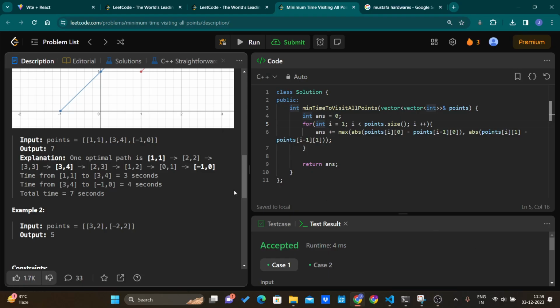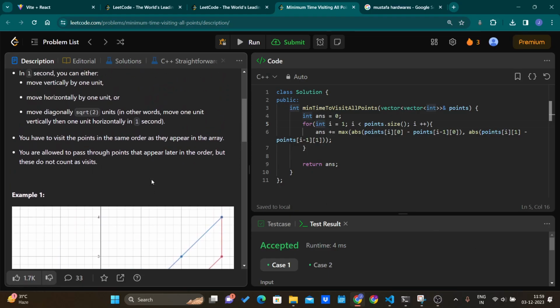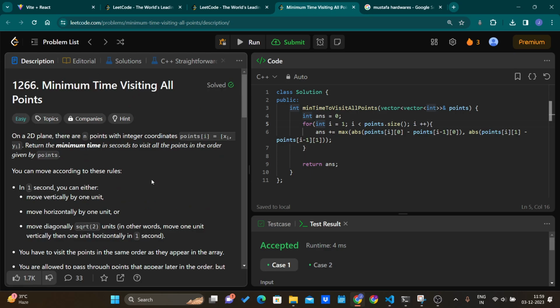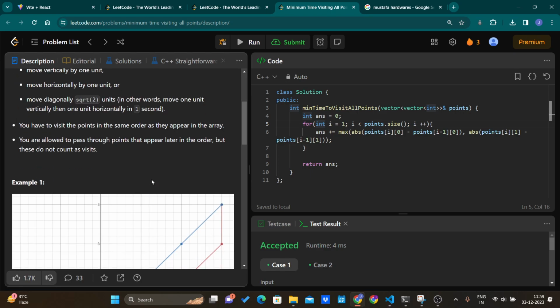Okay, let's go over today's problem of the day for Leetcode. Okay, I will try to explain it as fast as possible.